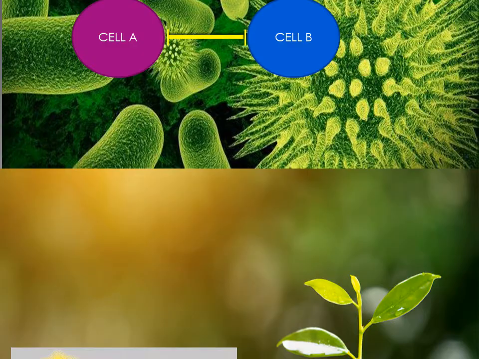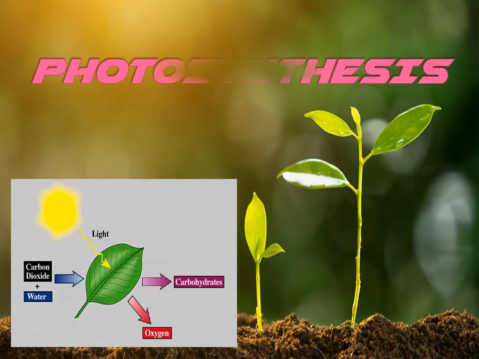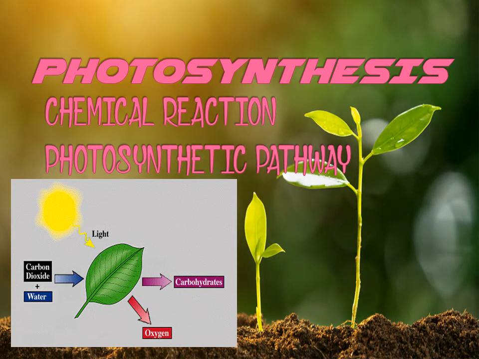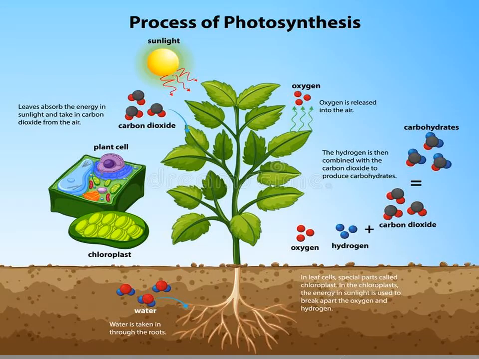And for our next topic, photosynthesis, the chemical reaction, and the three different photosynthetic pathways. So photosynthesis is the process by which green plants and certain other organisms transform light energy into chemical energy. During photosynthesis in green plants, light energy is captured and used to convert water, carbon dioxide, and minerals into oxygen and energy-rich organic compounds.